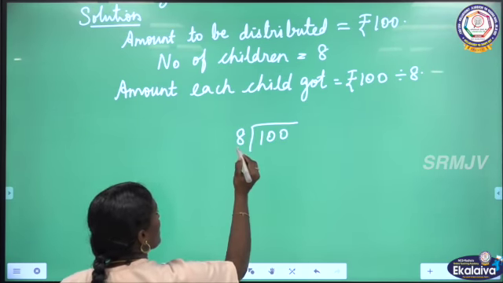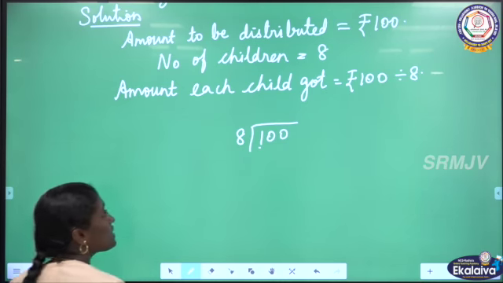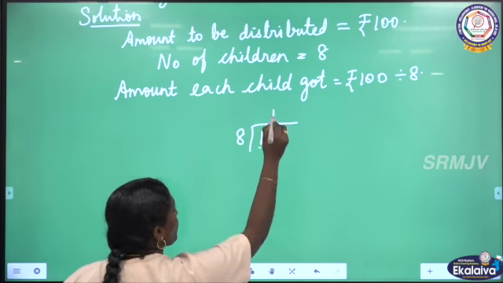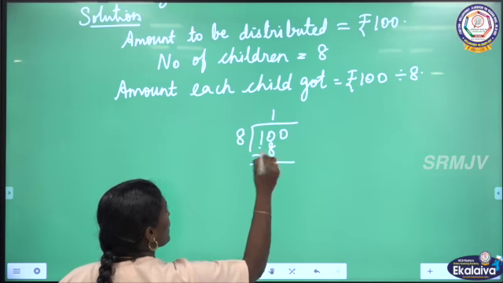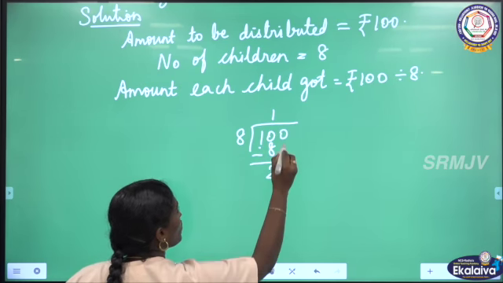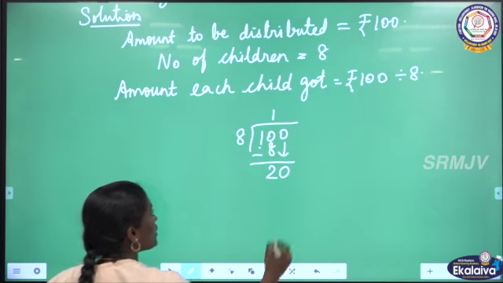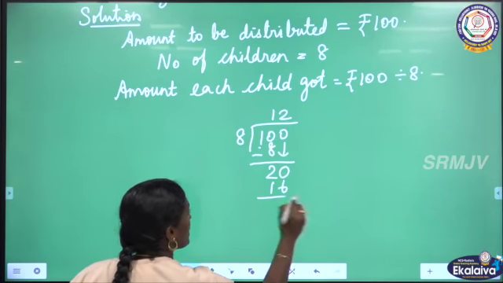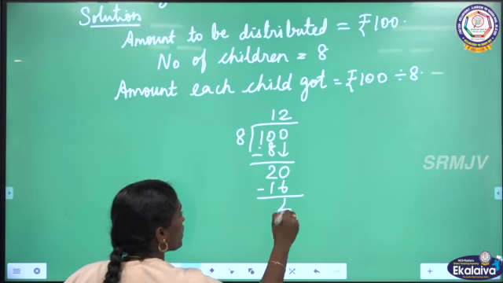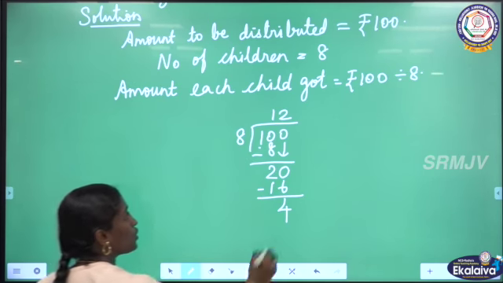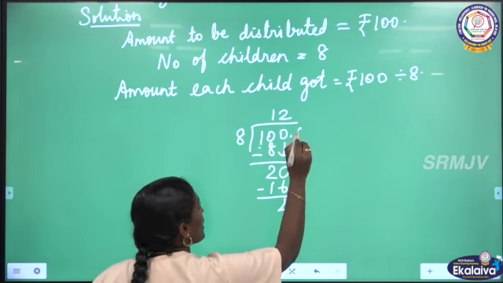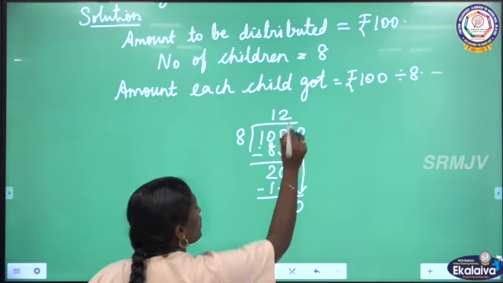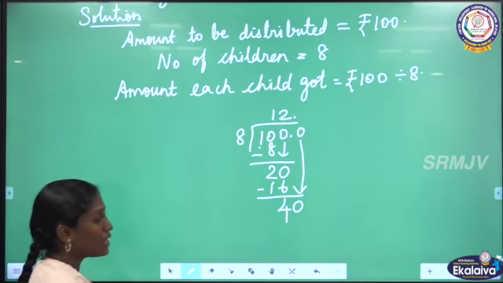Here 8 is a one digit number, 1 is less than 8, so we have to take the 2 digits together. In 10, 1 time 8 is there. Now we have to subtract 10 minus 8, 2. Now we have to take the next digit 0. In 20, 2 times 8, 2 8s are 16. Now we have to subtract, we are getting a remainder 4. So here we have to keep the decimal point and we can add 1 0. Now I am going to take that 0. In quotient also we have to keep the decimal point.